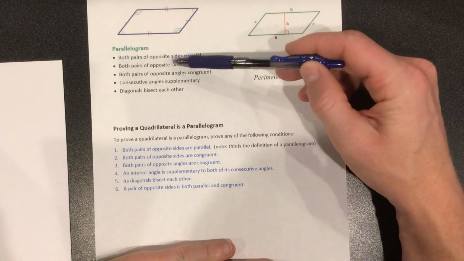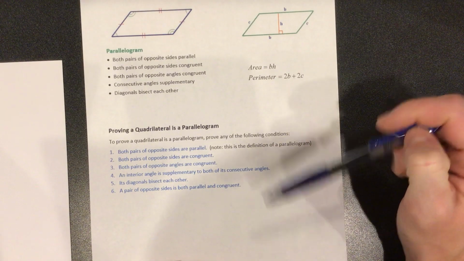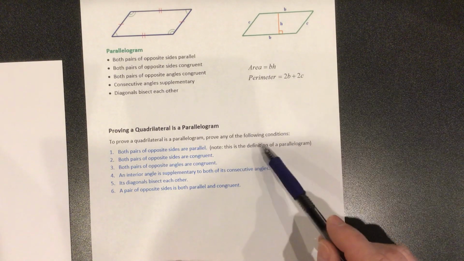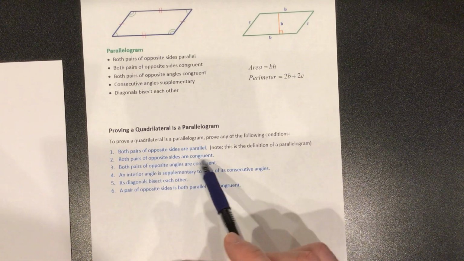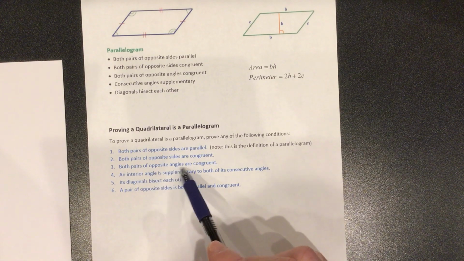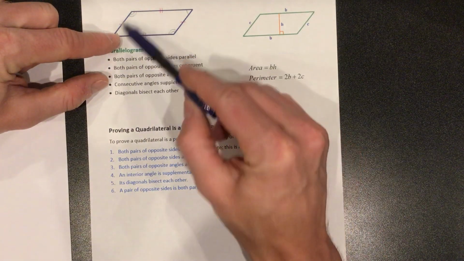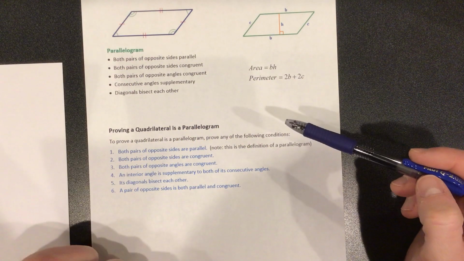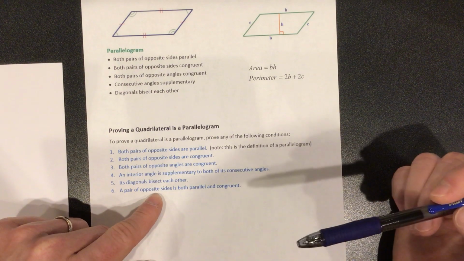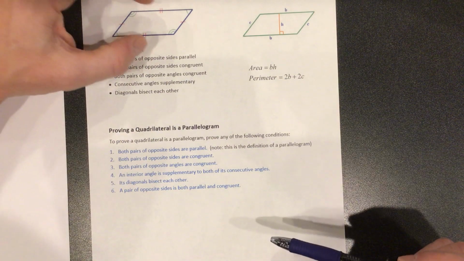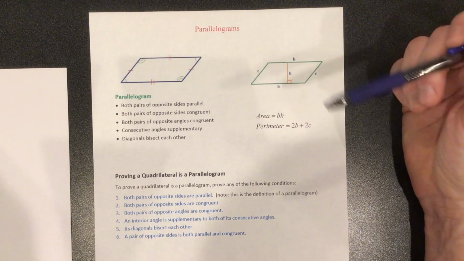Okay, pretty much these properties are the way you prove something is a parallelogram, but this particular sheet thinks there are 6. Again, this is the definition of a parallelogram. Both pairs of opposite sides are parallel. You can show me that both pairs of opposite sides are congruent, both pairs of opposite angles are congruent, an interior angle is supplement to both consecutive, so if you show me that, both, not just one, but both. The diagonals bisect each other, or a pair of opposite sides is both parallel and congruent. So you can show me that those two are congruent and those two are parallel, and that would be enough to prove that that's a parallelogram.